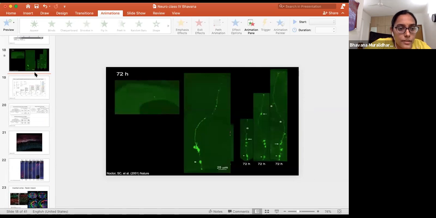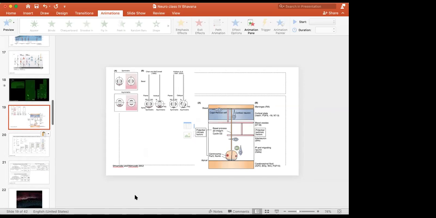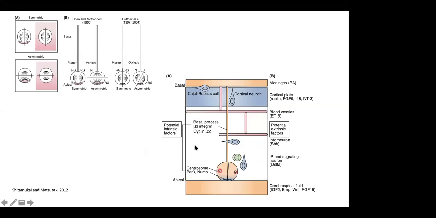Bhavna, I have a question regarding the interkinetic nuclear migration and the significance of it. So what is the simple function of this INM? Is it to maximize the number of mitosis at the apical surface so that there are more neural progenitor cells, or what is it? Correct.